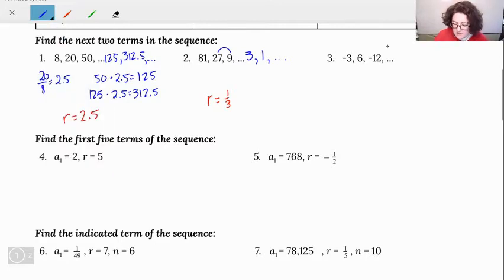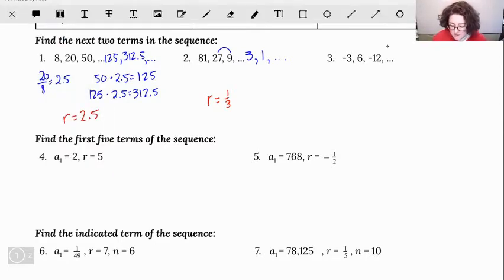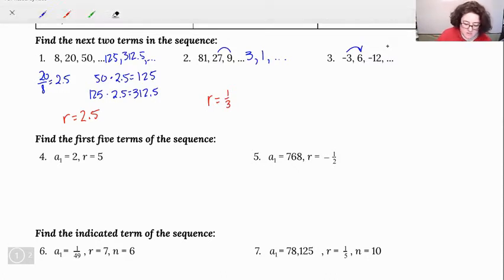Alrighty, number 3. So again, let's see here. -3, what do I multiply to make a +6? Well, I've got a sign change on here. So, well, if it was just 3 times 2, that would make 6. So what about a -2? So if I have r equals -2, does that work for the next one? So 6 times -2 gives me -12. So that's my common ratio.